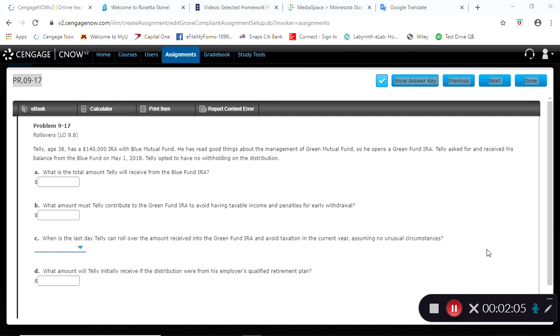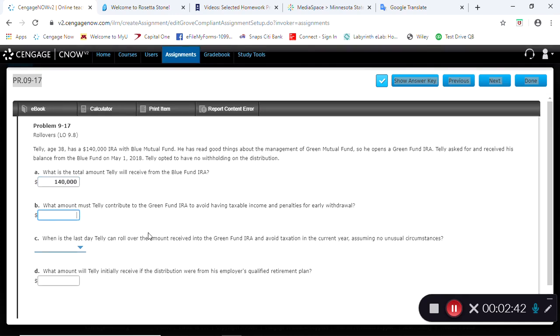And that's another piece of information that's really important too. Because it's an IRA, you'll remember from your reading from this chapter that there's not a requirement of the 20% withholding when it's an IRA. So he got to have the choice. Since he planned on moving the money from one IRA to another IRA, there was no reason for him to want to have any withholding. So what is the total amount that Telly will receive? He's going to receive the entire $140,000 because there's no withholding.